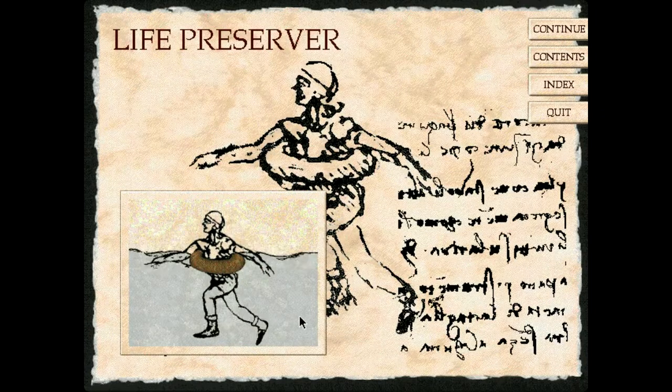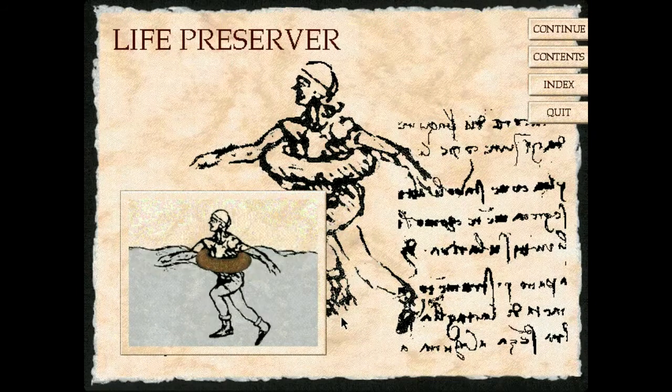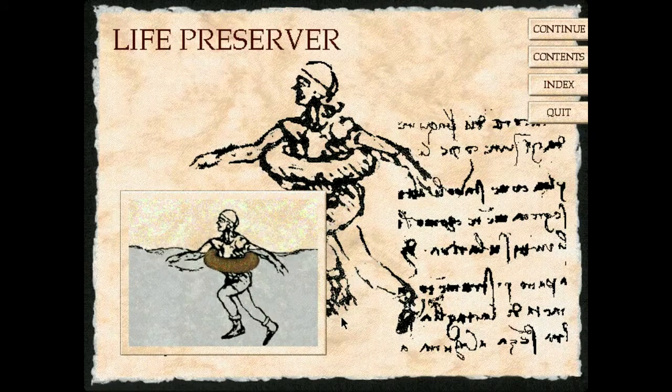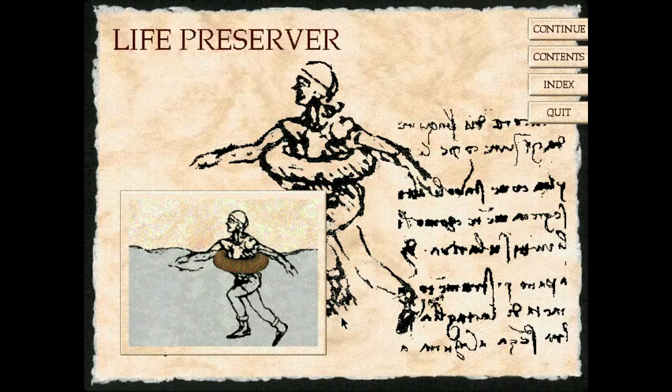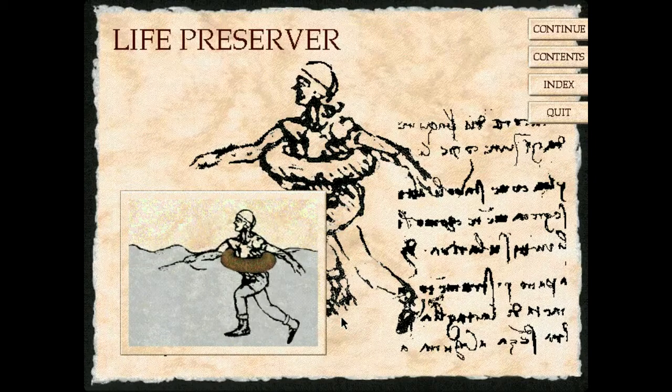Unlike modern life preservers made of plastic or styrofoam, Leonardo's life belt was probably a leather tube filled with air, but otherwise his 15th century design looks exactly like what we use today.